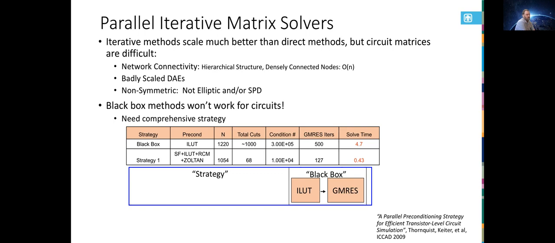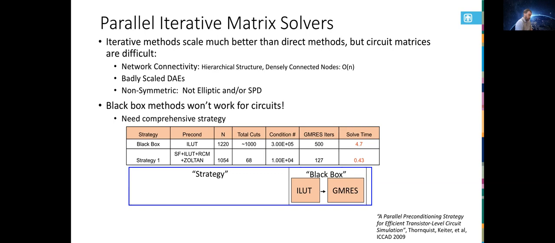If you try to do something that's basically a standard black box method, where you just download PETSc or Trilinos or, I don't know, whatever your favorite solver library is, and just plug it in, it probably won't work very well. That's what's represented by this black box here. It says ILUT and GMRES, with GMRES being the iterative solver and ILUT being the preconditioner. That probably won't work if you just plug it in naively and hope for the best.